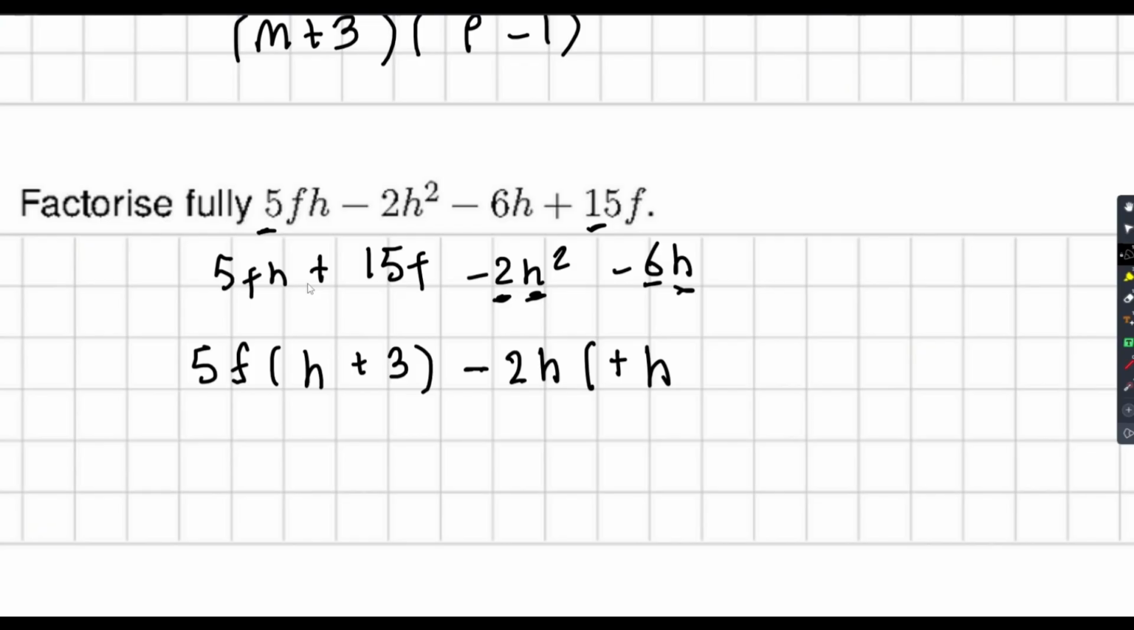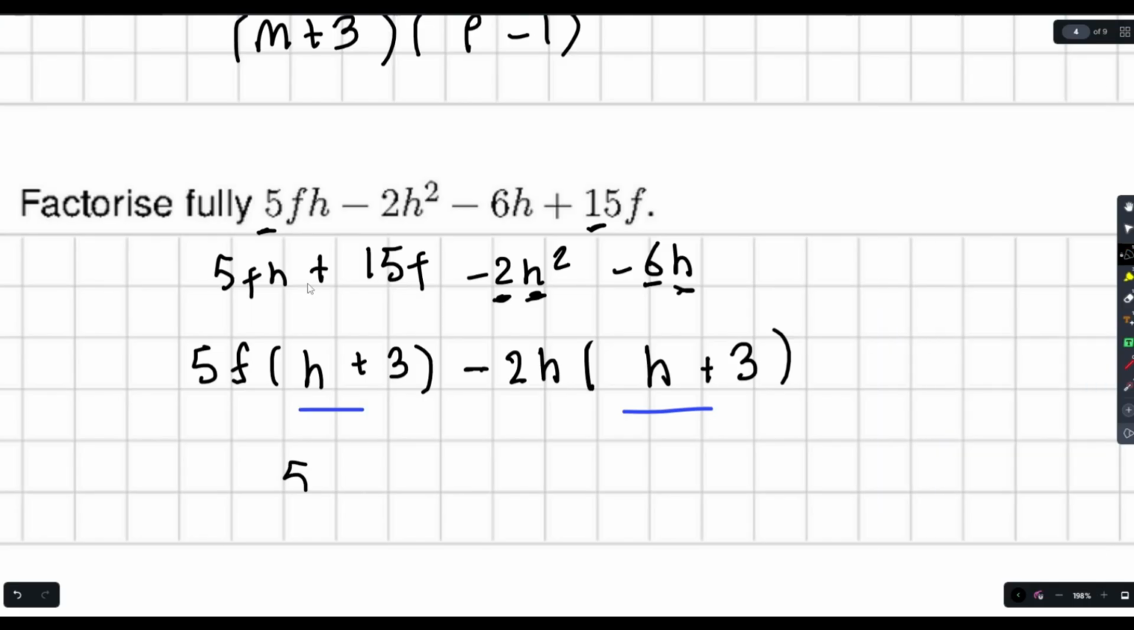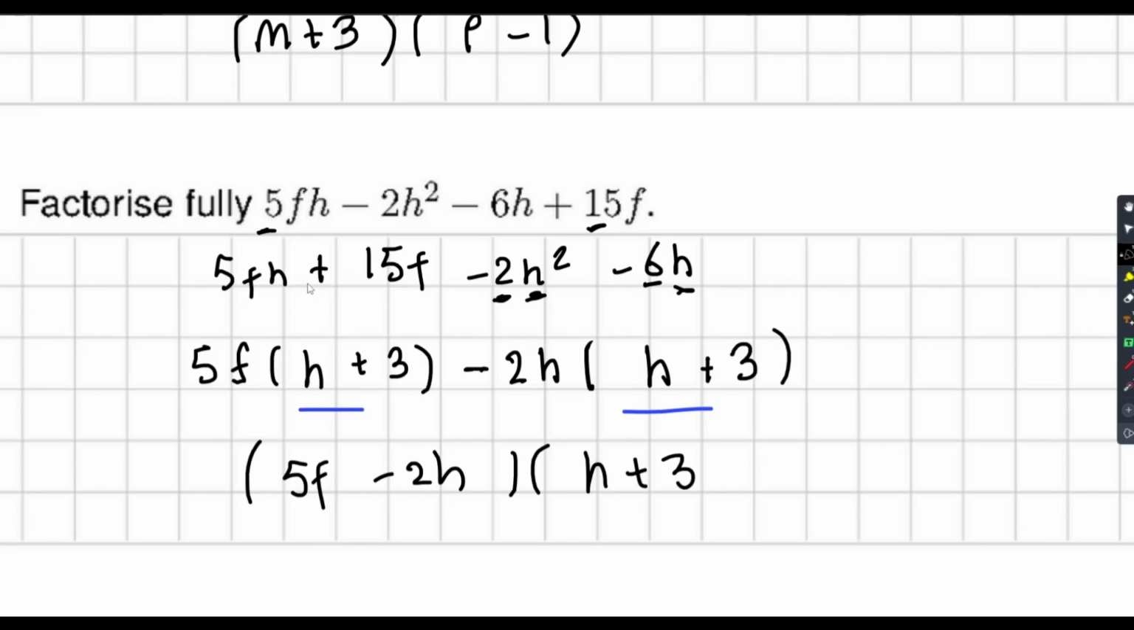Minus 2h by what gives me minus 6h. Again, it's going to be a plus, because a minus times a plus is a minus. And we want to go from minus 2 to minus 6, so it's going to be 3. We have the h already, and that's that. And we wouldn't really write in that plus there. So h plus 3. And again, what do we notice? We notice that both brackets are the same. So the final answer then is 5f minus 2h bracket h plus 3.